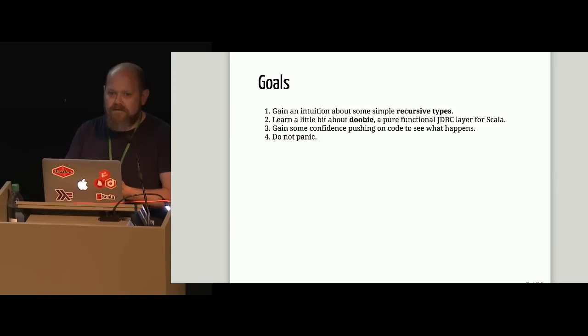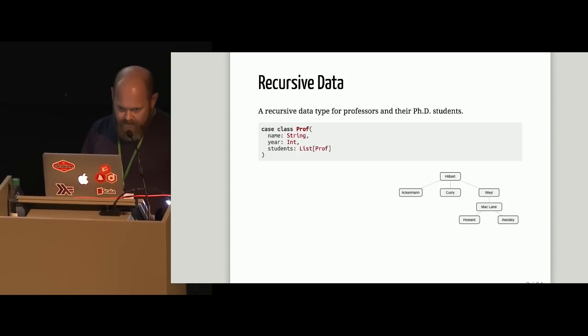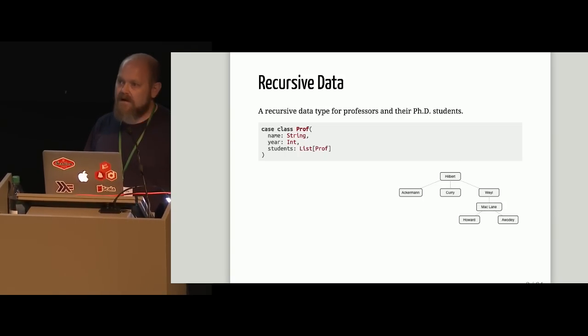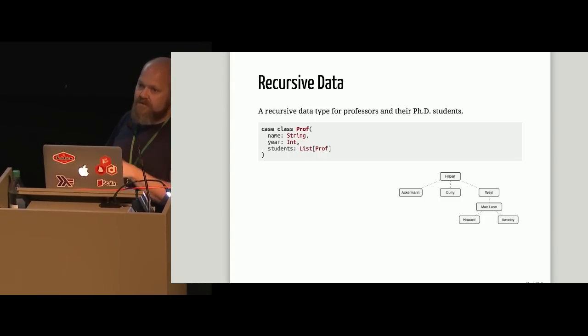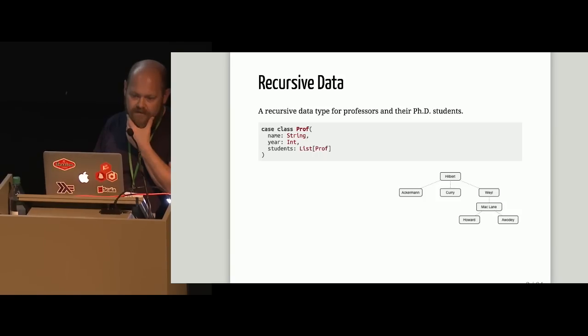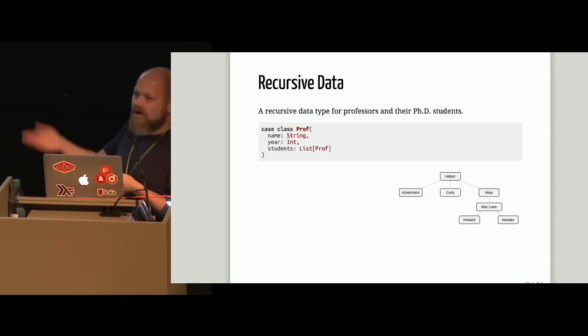Okay, so let's talk about a simple recursive data type. Can people read that? I guess there's no point asking. I can't make it bigger. This is a recursive data type for professors, so math professors and their PhD students who also became professors later. We've got a name and a year just so there's some data. And the students is a list of Prof, okay?